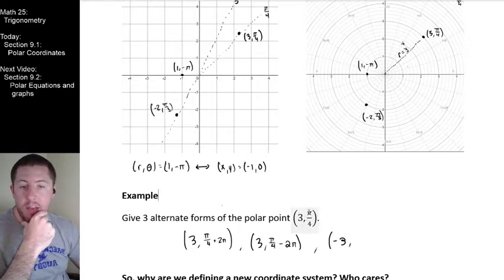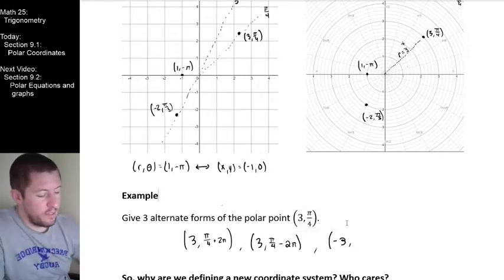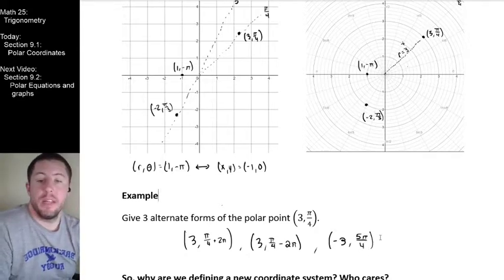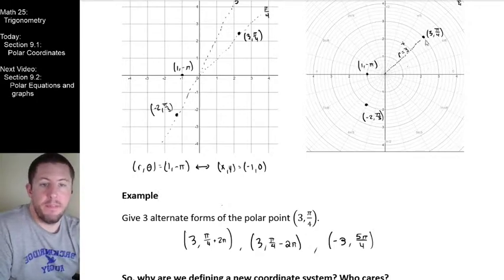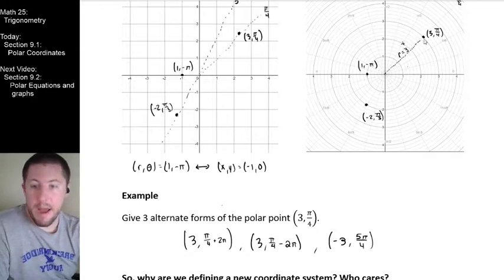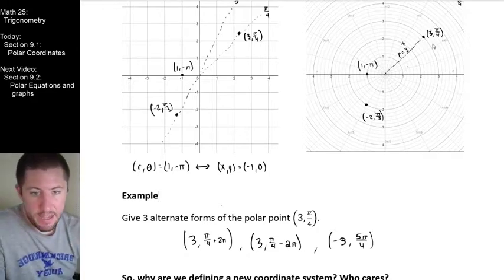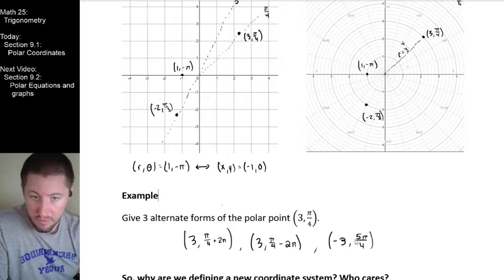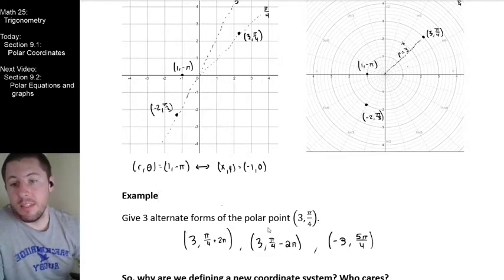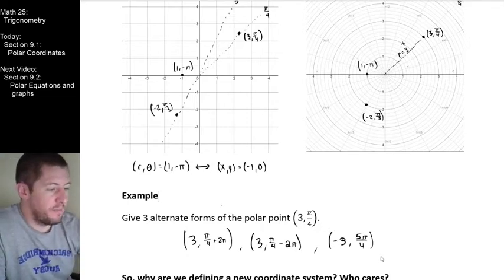So I'm thinking to myself, I could add pi to 3 pi fourths to get 5 pi fourths. And now I should be landing at the same spot, right? So 3 comma pi fourths is here. Alternatively, I could have started at negative 3 right here and done one full pi plus an additional pi fourths to land at that exact same location. So this is an equivalent representation of this point. All 4 of these ordered pairs are representing the exact same location in space.